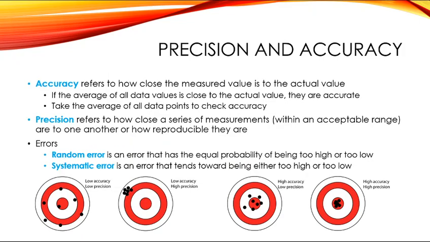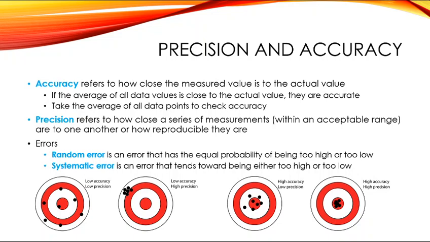And the last bit we have to talk about with Chapter 1 is the difference between precision and accuracy. Accuracy is always going to be a measure of how close your value is to what it's supposed to be. Precision is going to be a measure of how close your data points are to each other. Again, accuracy has to deal with the actual value. Precision is only going to be concerned with the data points that you're collecting.